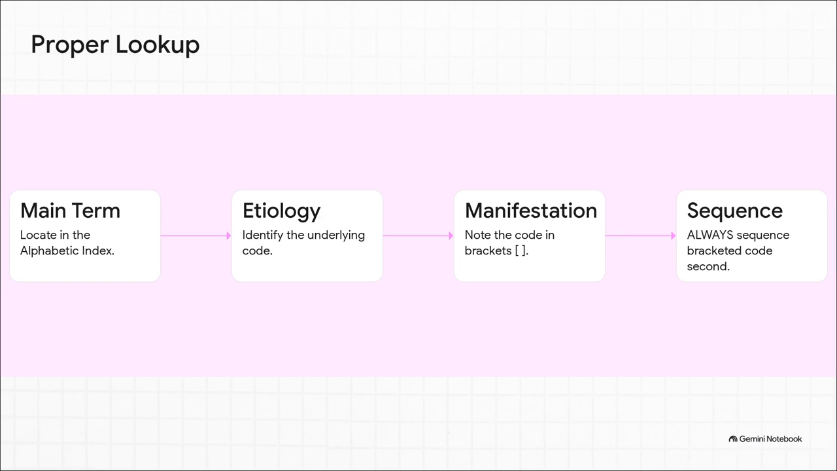Step 1, locate your main term in the alphabetic index. Step 2, identify the primary etiology code. Step 3, right next to it, note that manifestation code listed in brackets. Step 4, always sequence that bracketed code second. It's a paired set, but the order is entirely locked by those brackets.